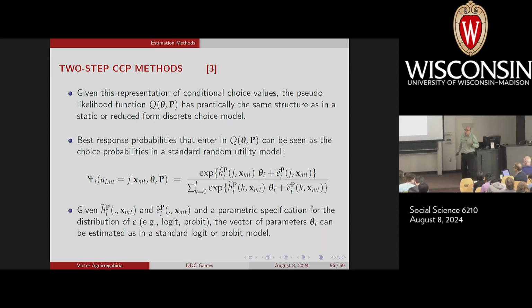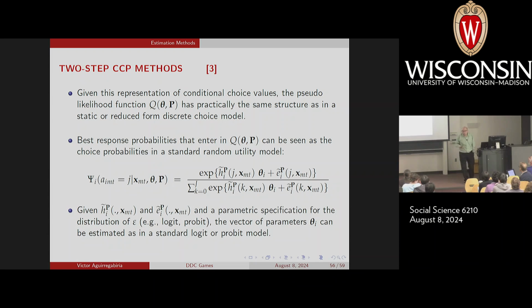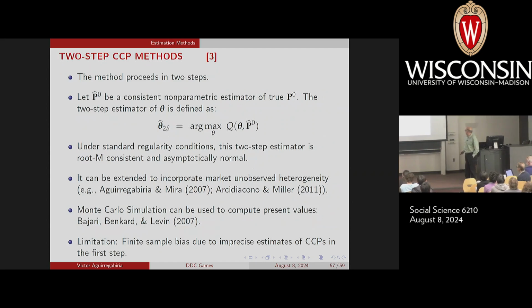There are several papers showing that this iteration reduces the finite sample bias and improves the finite sample properties of this estimator. In principle, we could iterate in this way up to convergence. Unfortunately, convergence is not guaranteed, and there are good examples showing failures to converge.